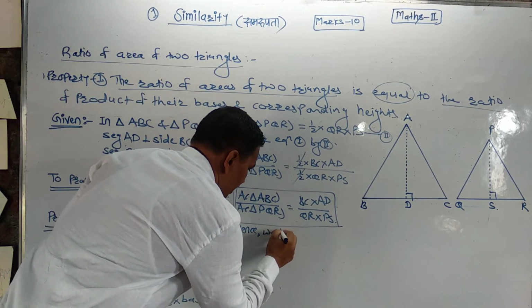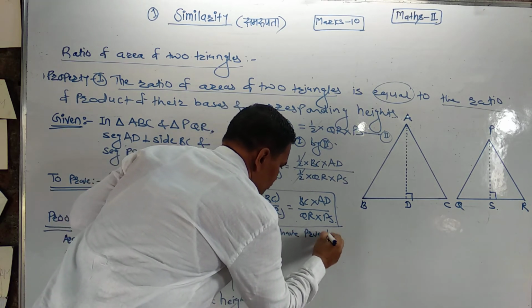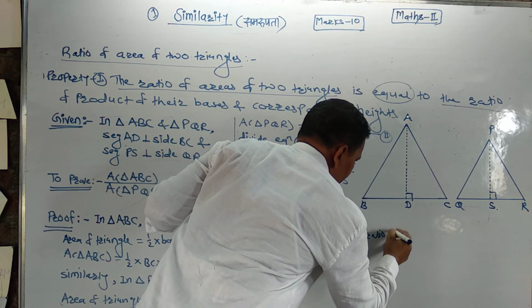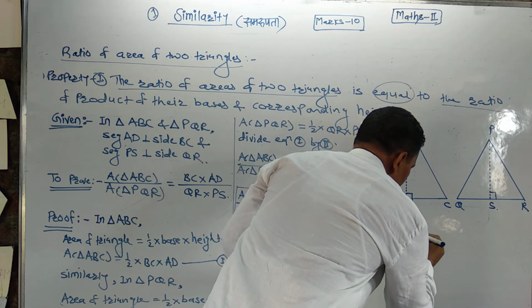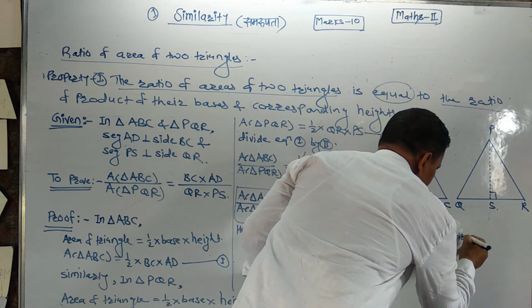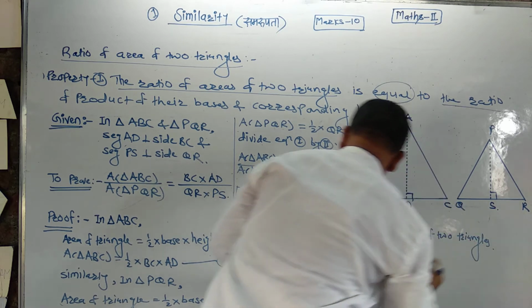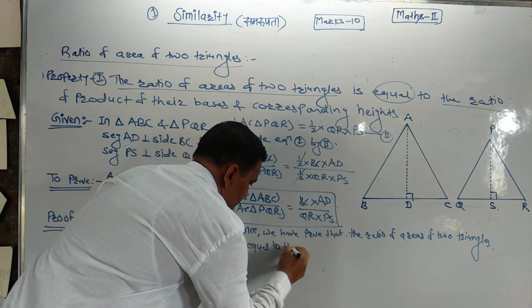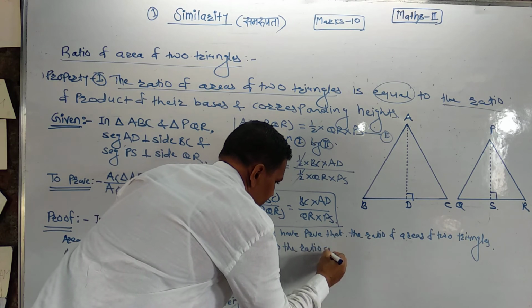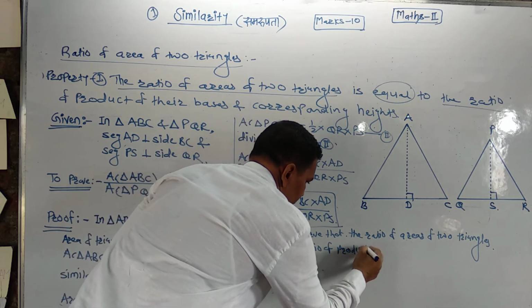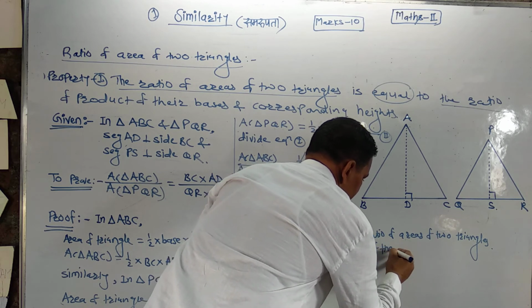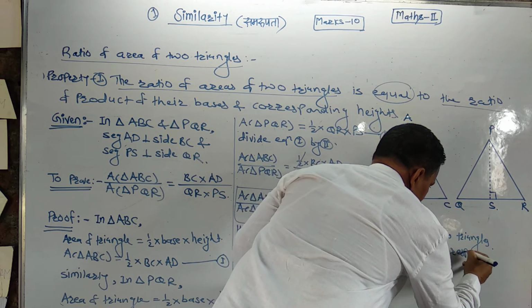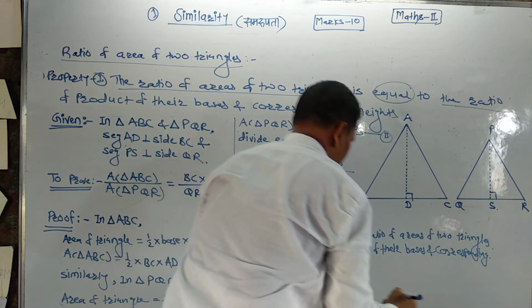Hence, we have proved that the ratio of areas of two triangles is equal to the ratio of the product of their bases and corresponding heights.